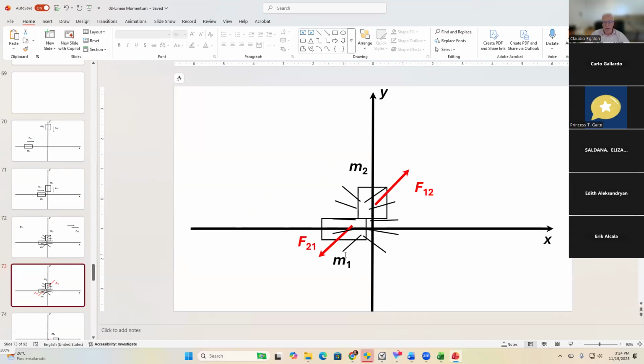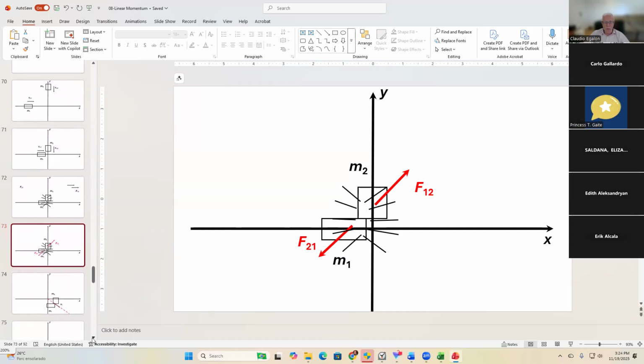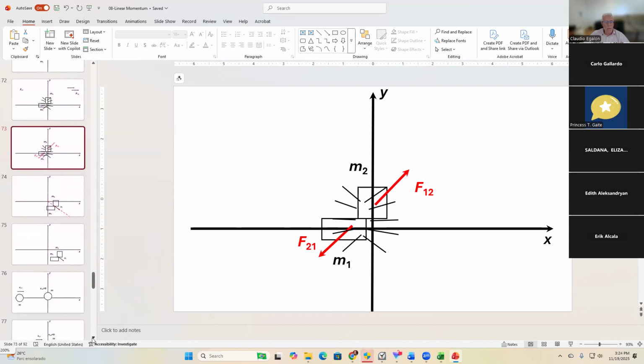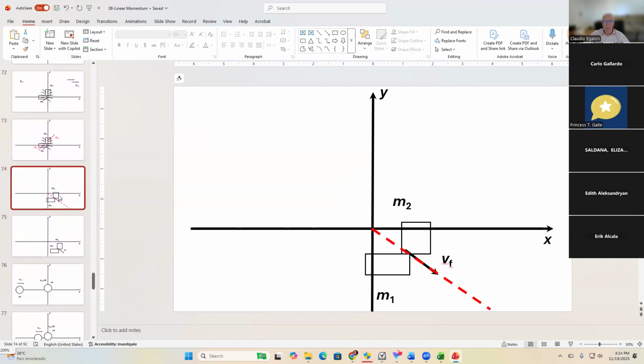The velocity is initially to the right. This force is going to change the direction of the velocity of the car, somewhere in the direction of southeast, right? And they're going to stick together because it's a 2D inelastic collision. The exact angle is going to depend on the masses and the initial velocity.